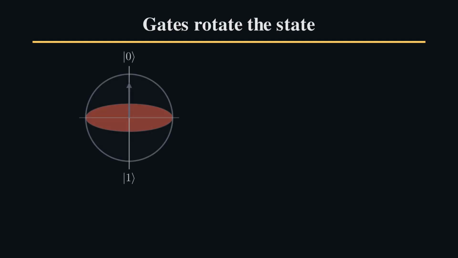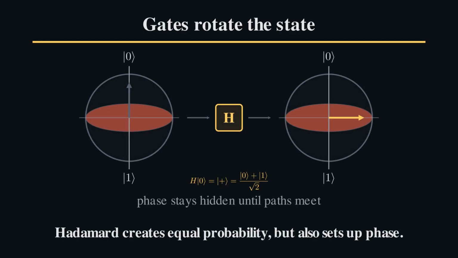A quantum gate does not copy a qubit or inspect it. It rotates the state. The Hadamard gate is the first important example. Applied to 0, it produces an equal superposition, half the probability on 0 and half on 1. But it also controls phase, the sign and angle of the amplitude.